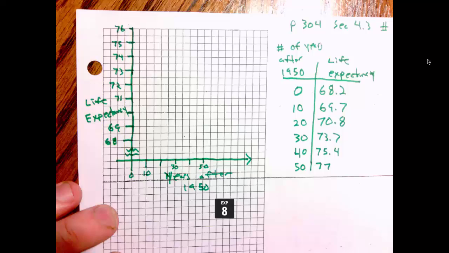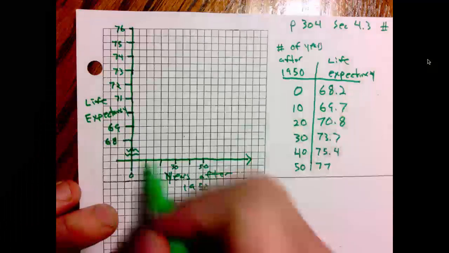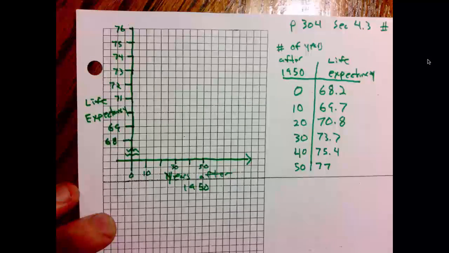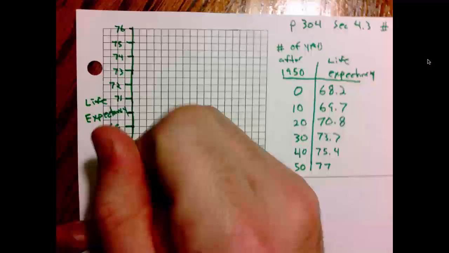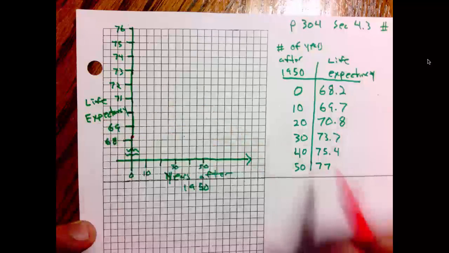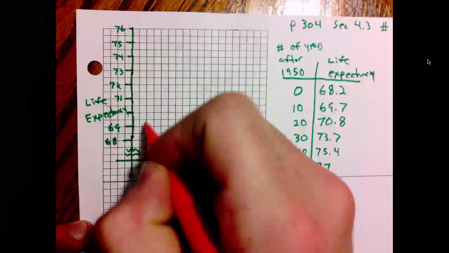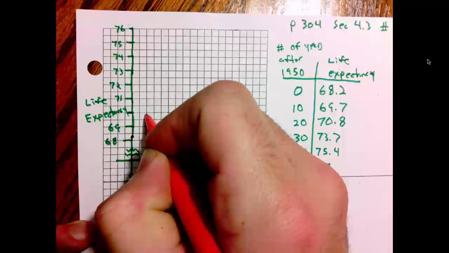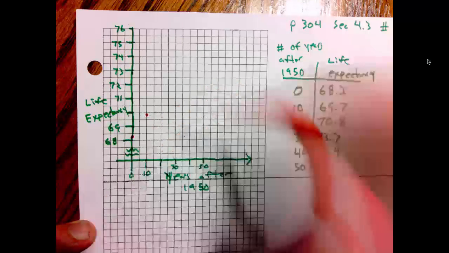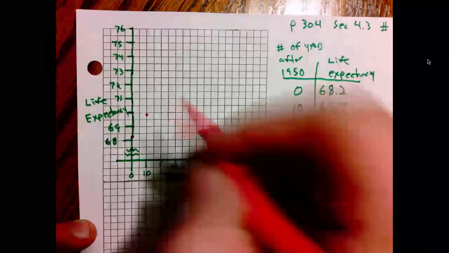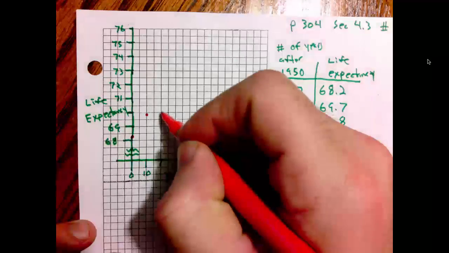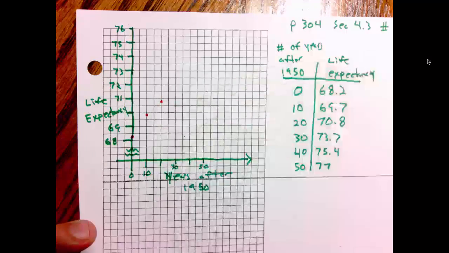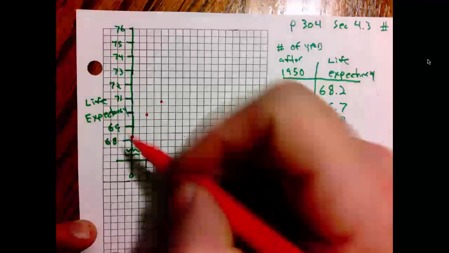All right, so year 0 pairs with 68.2. And that would be here. 10 with just short of 70. 20 with 70.8, that's just short of 71. That's 70.8 would be right there. 30 with 73.7.